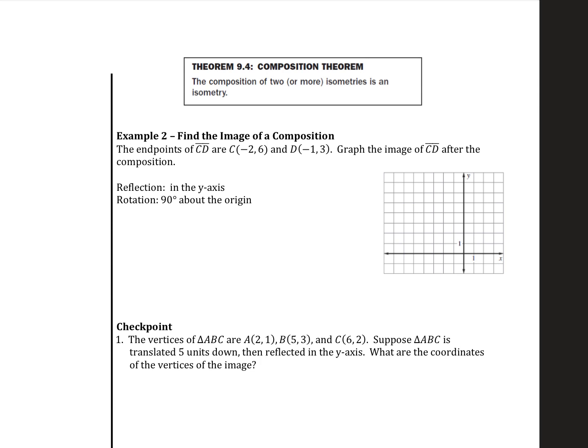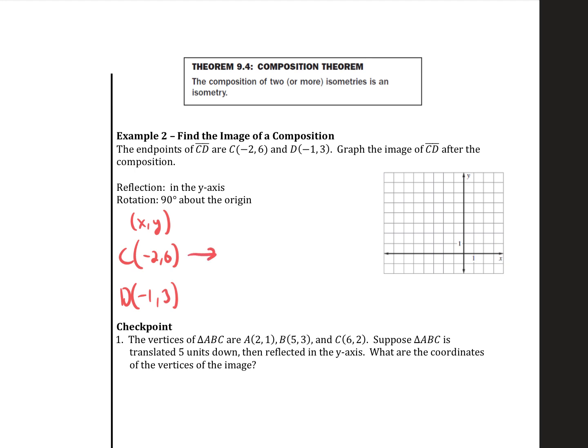It's looking for a reflection in the y-axis and a rotation about the origin. Go ahead and give that a try. Okay, so reflection on the x-axis. Let's start with our points here. So we have (x, y). We have C, which is (negative 2, 6). And we have D, which is (negative 1, 3).